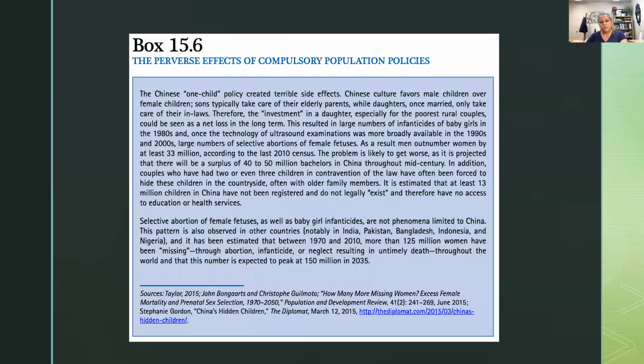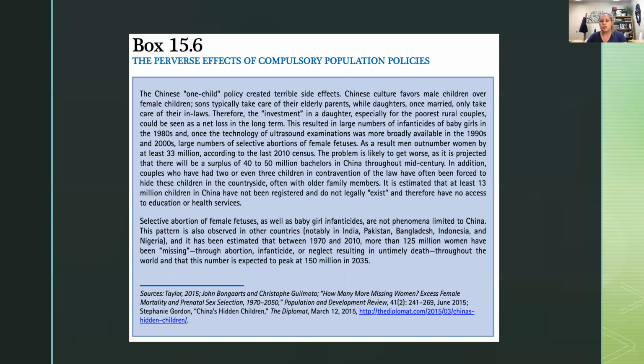Unfortunately, there are a handful of examples of compulsory or coercive population control policies. Probably the most famous one is China's one-child policy. It was in place from the 1970s through the mid 2010s. And it essentially had a lot of unintended consequences.